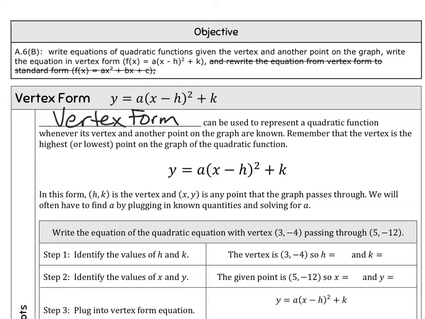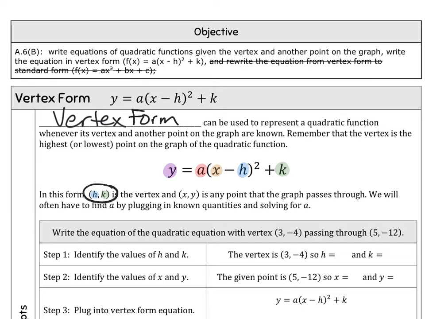Like, where is that vocabulary word located on a graph? The bottom or the top, right? It's the turning point of the graph. In this vertex form, we've got a bunch of letters here. We've got A, we've got X, we've got H, we've got K, and we have Y. We have all of these letters that we're going to be using in vertex form. The letters H and K are the vertex. So circle these two letters right here. I need you to know that H, K is the vertex.